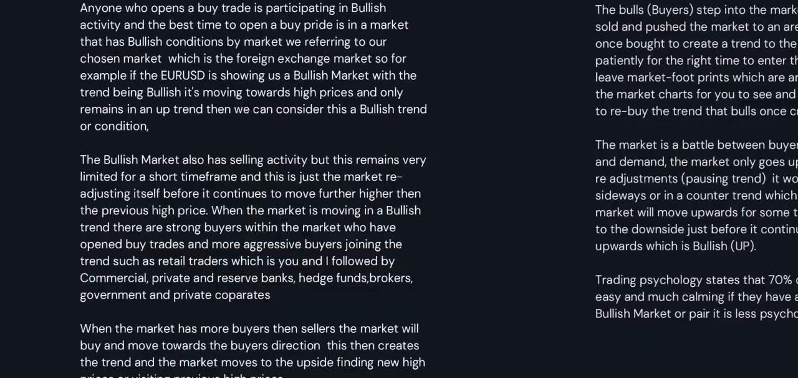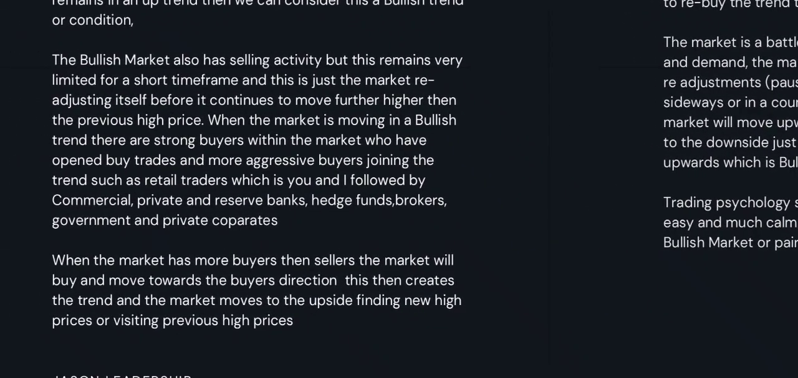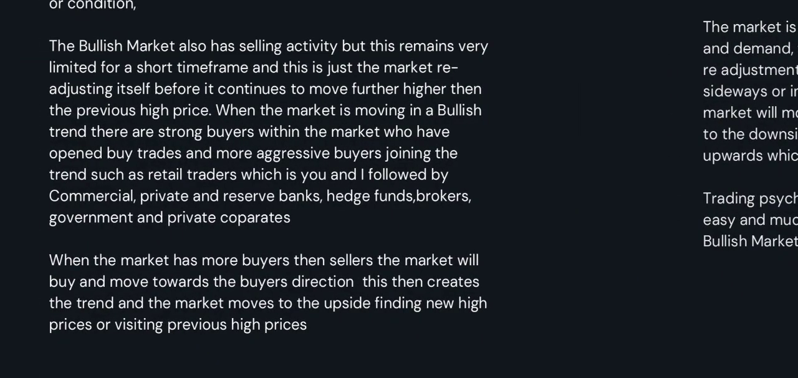The bullish market also has selling activity, but this remains very limited for a short time, and this is just the market readjusting itself. So the market will first buy, which is caused by the big players or the big boys or the big wallets. And when the market is buying, it starts moving up in price, or the direction starts going up. When it has bought and started going up, the market can't continue going up. There must be a pause.